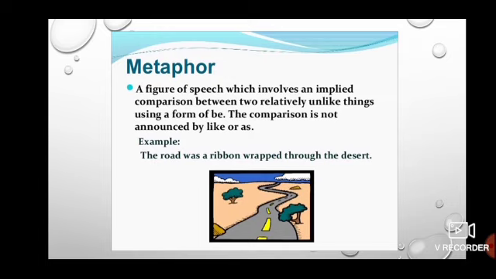Now this is metaphor. Even this metaphor is used to compare two relatively unlike things. But the only thing is, you are not using like and as, how you use in simile. For example, the road was a ribbon wrapped through the desert. It's a comparison. It was just like a ribbon. But the words like and as are not used. Keep in mind.